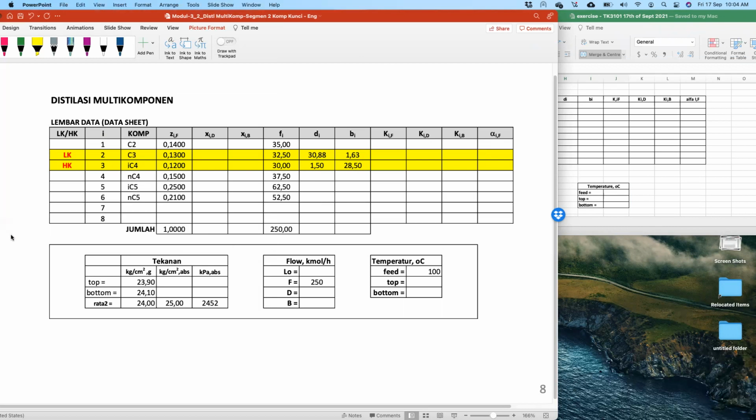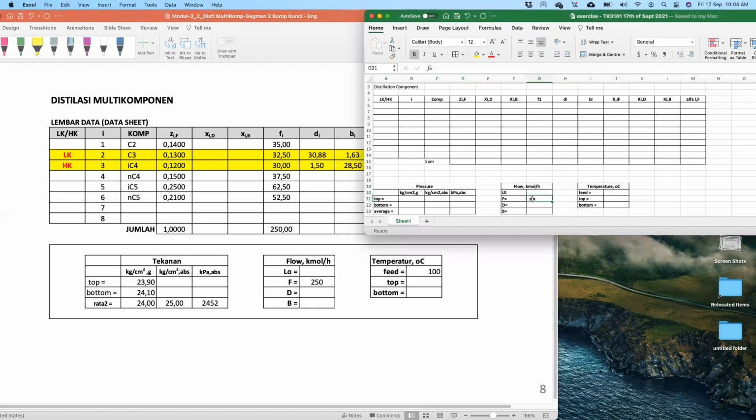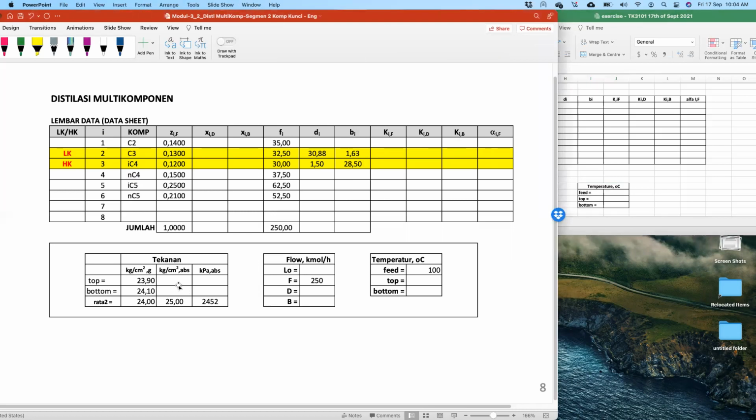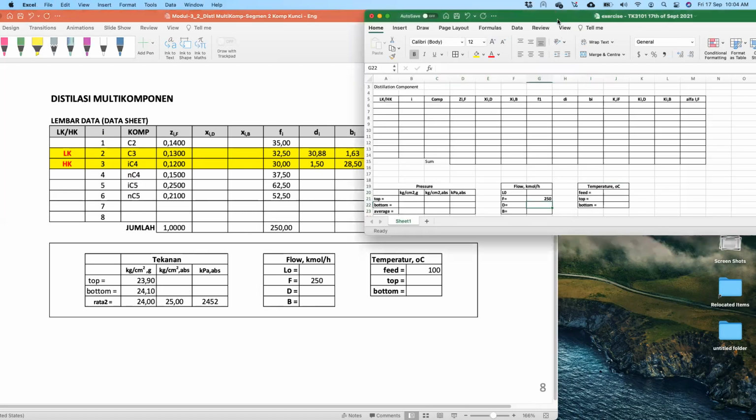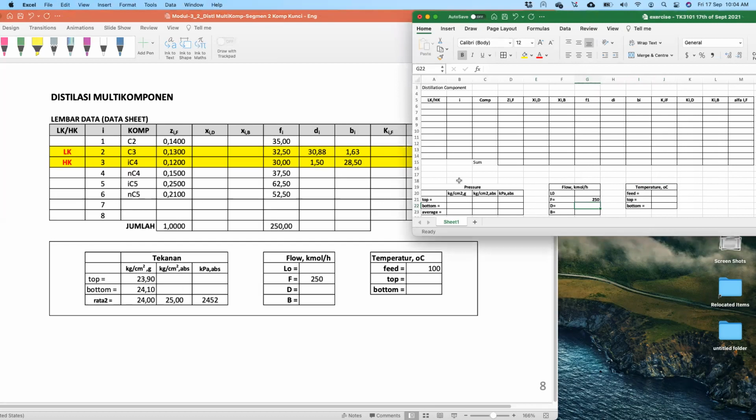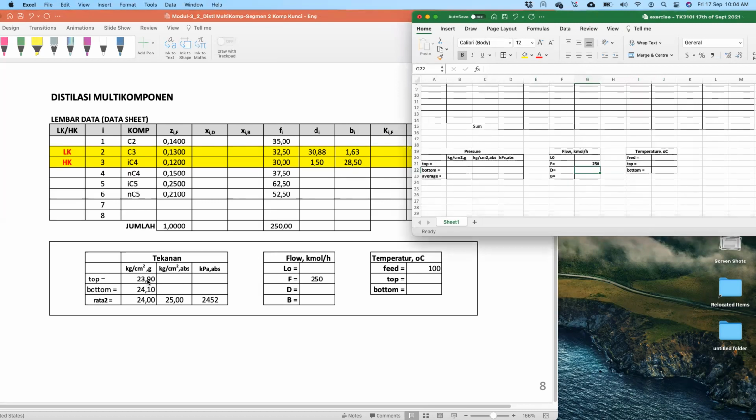there is a feed. The feed is about 250 kilomole per hour. So let's put it here. And then also the top product pressure is defined as 23.9 kilogram per square centimeter gauge. G is gauge. 23.9. Do you know kilogram per square centimeter gauge is equal to what?